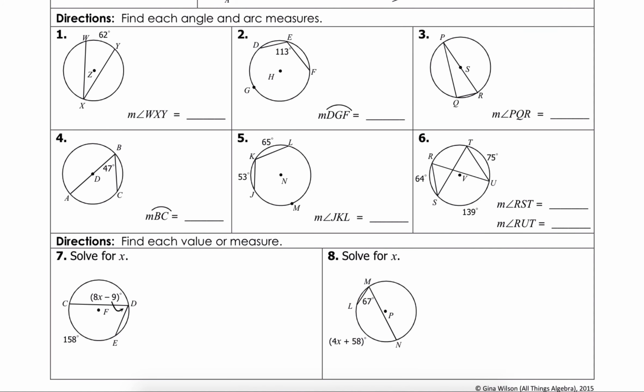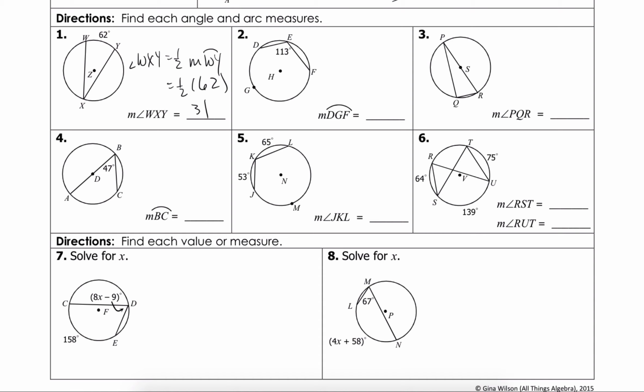All right, so we've got that the inscribed angle is half the intercepted arc. So I'm going to write that. Angle WXY is equal to half WY. So half of 62 is 31.